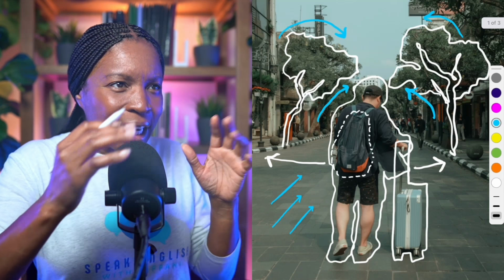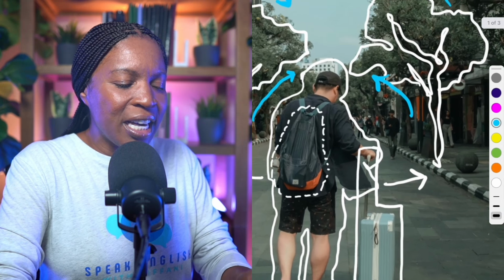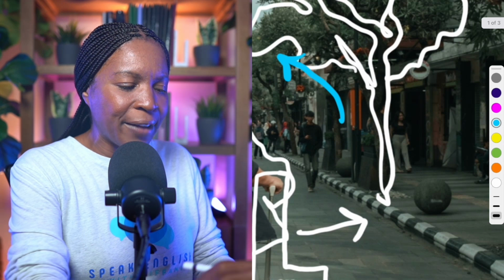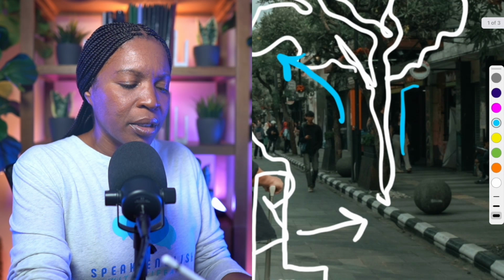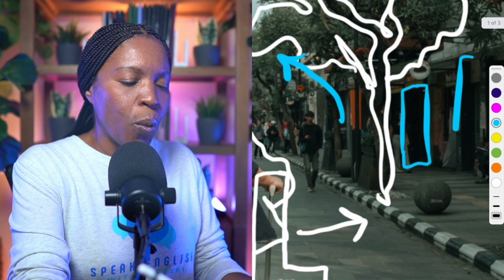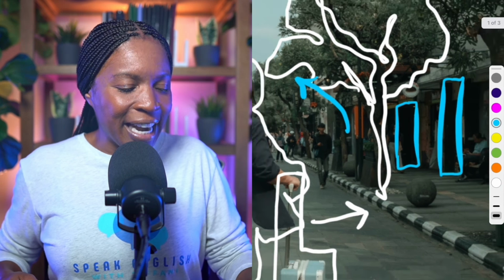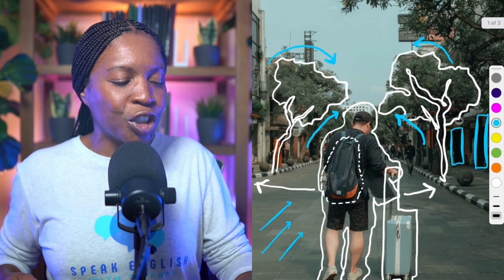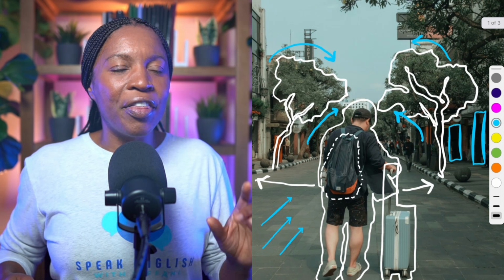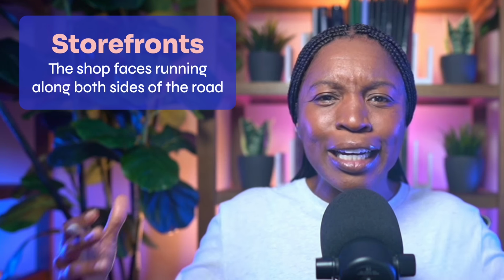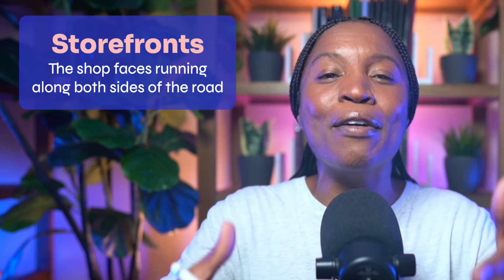We have to get words to describe the world we are creating. Well, the third word we can choose is, looking at this image, I see that on the right and the left side, there are some shops. We can say storefront. Again, as this man is walking down the street, he is traveling. There are storefronts. The shop faces running along both sides of the road.